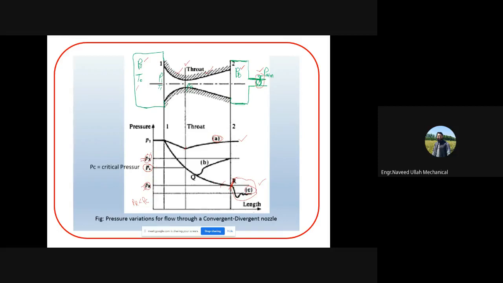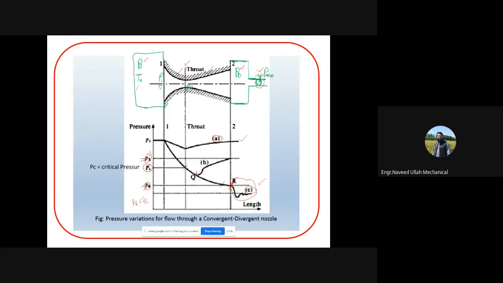And the same is the case for the over-expansion case, where Px, the value of the back pressure, is greater than the critical pressure. What happens is that yes, you have accelerated the fluid to this point, and up to this point you can get the sonic velocity here. And in the diverging section, the pressure decreases, so obviously the velocity will also increase.